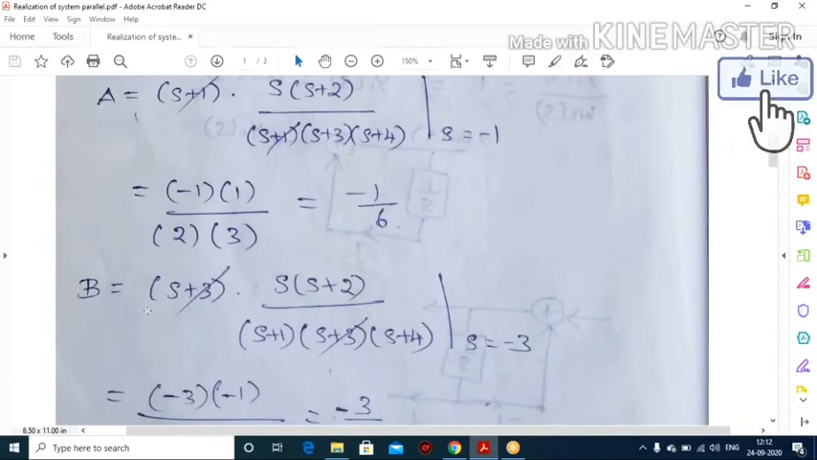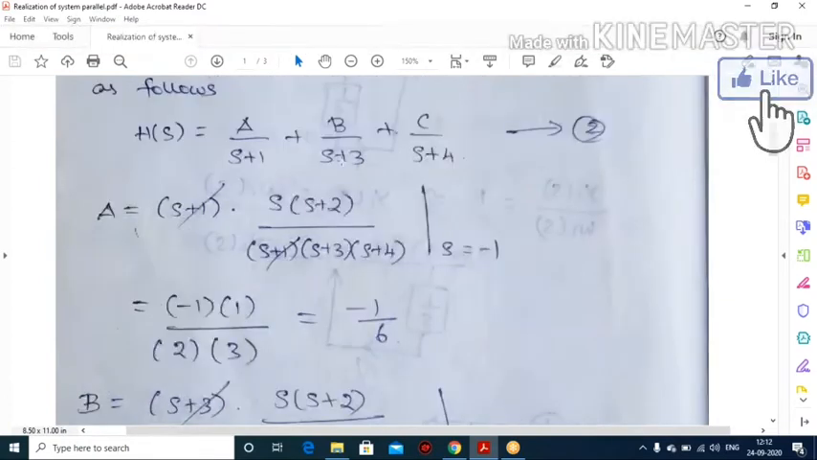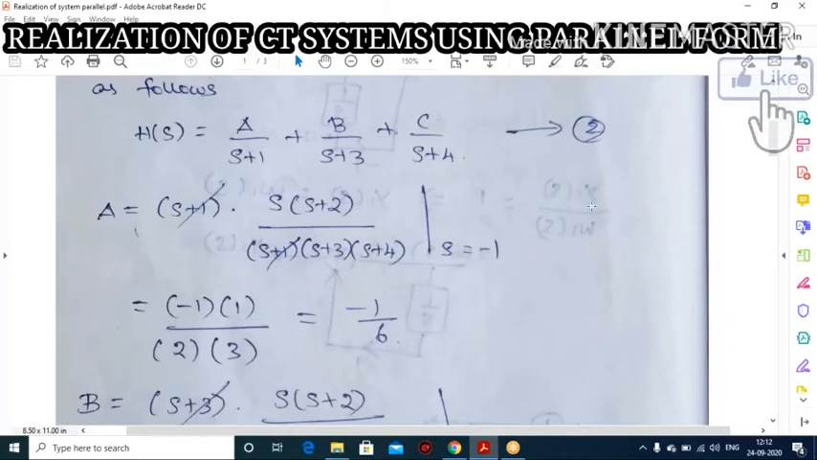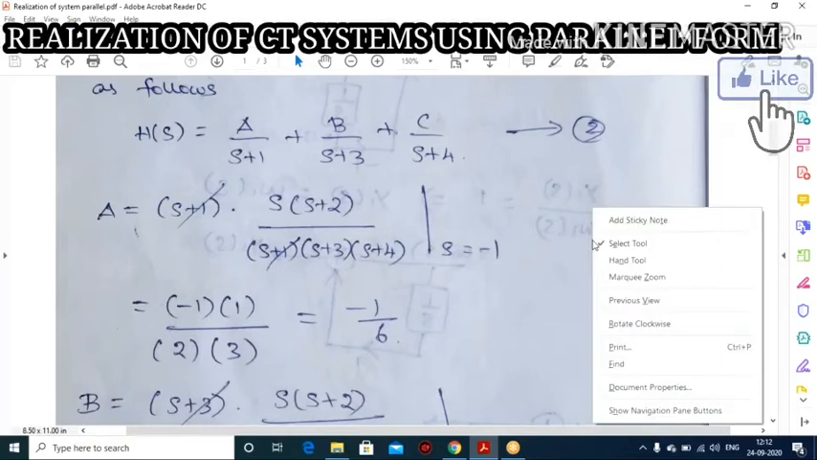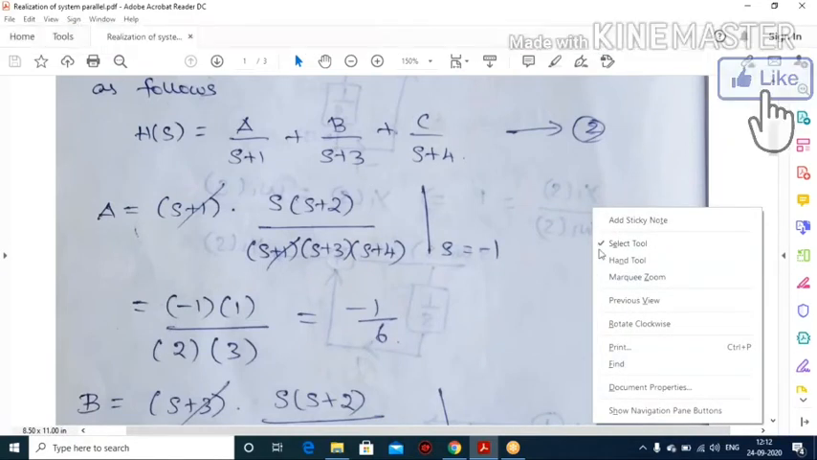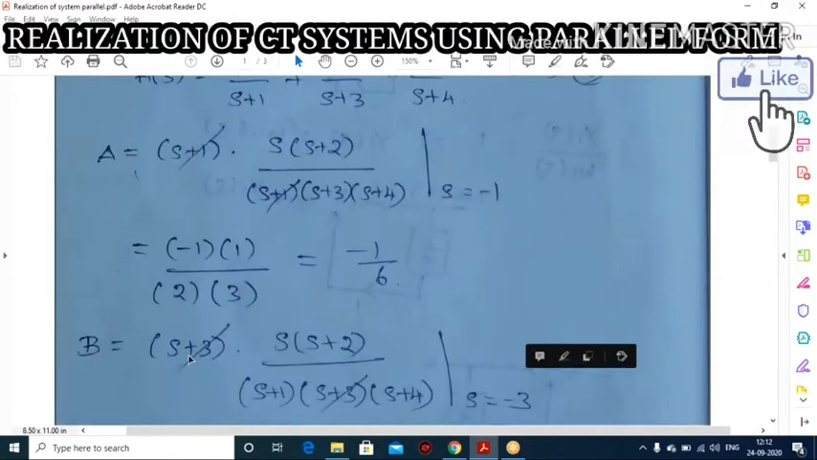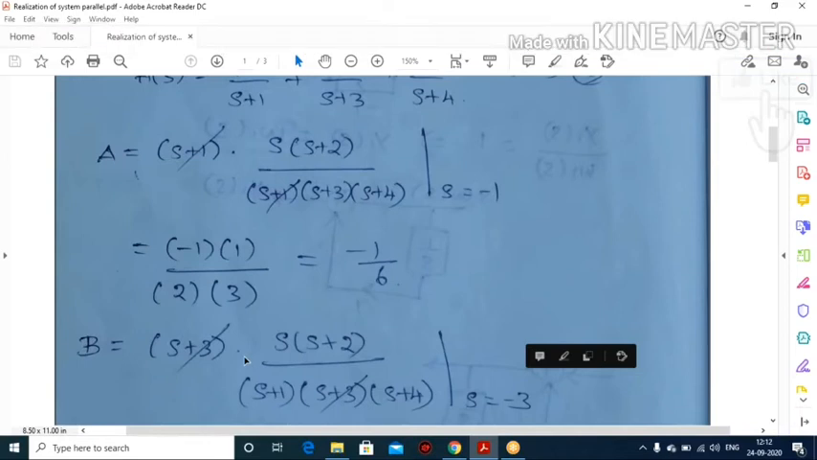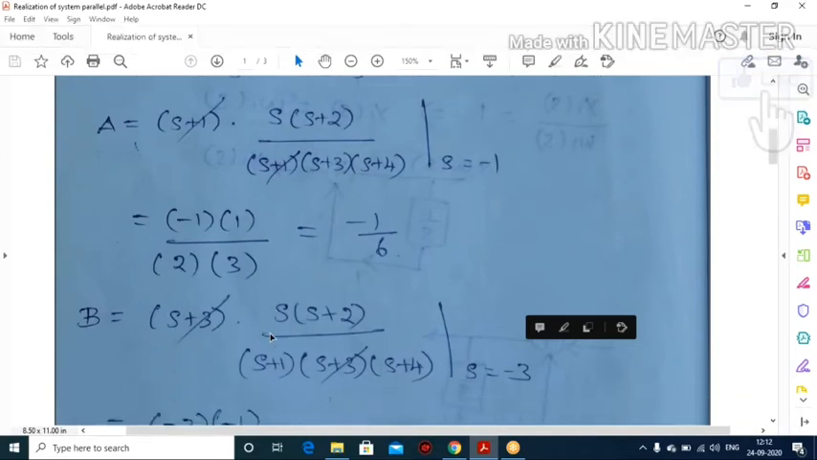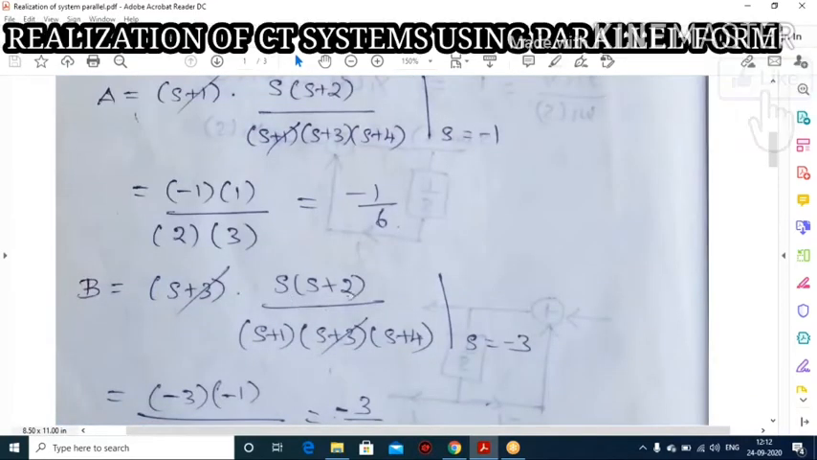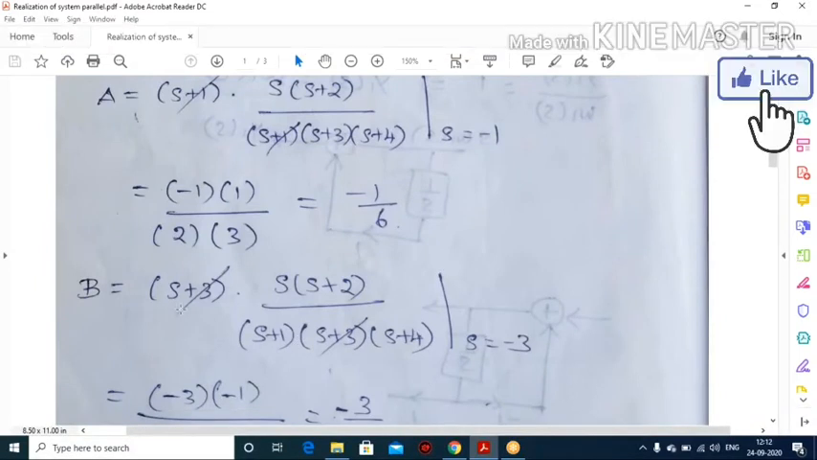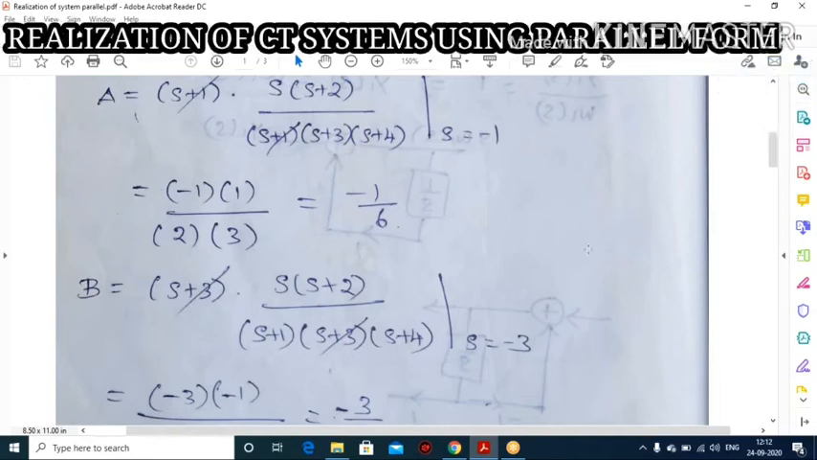Similarly, to calculate B and C. See, the B pole is S plus 3. So here, multiply into your H of S. H of S is S into S plus 2 divided by S plus 1, S plus 3, S plus 4. Here S plus 3 is that pole, so S plus 3 equal to 0, S equal to minus 3.